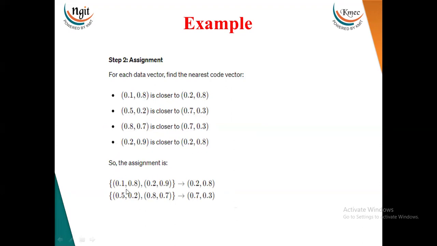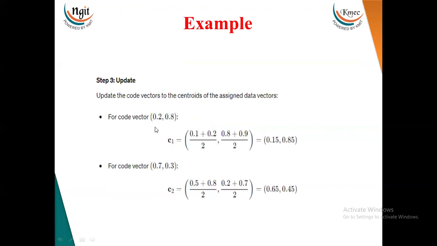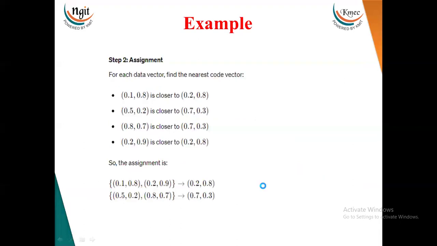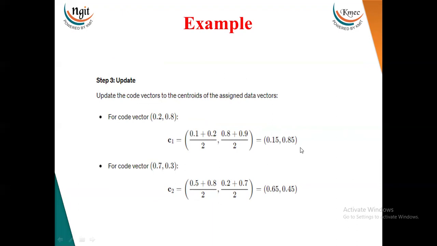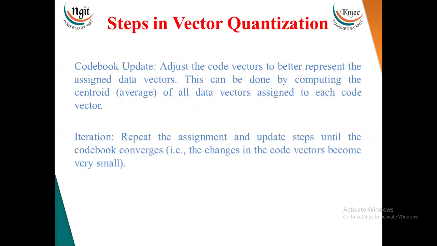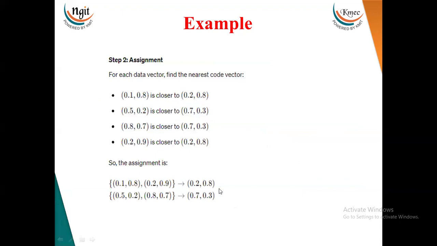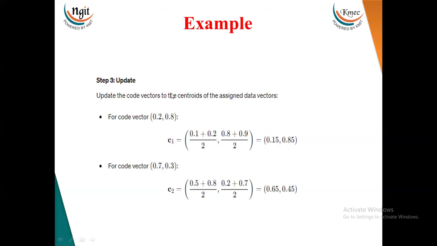Finally, the assignment is that these two vectors are near to this code vector, and these two vectors are near to the other code vector. Finally, I have to update the code vectors. So C1 equals, I'm updating the code vector accordingly: 0.1 plus 0.2 divided by 2, and I'll get the final values C1 and C2. After calculating these code vectors, I can go for the next iteration. If there is no change in these code vector values, I can stop here. This formula is used for centroids. So by calculating the centroids between these two, we get these values. Okay, this is a simple procedure. First, we take an initial codebook and data set, find the nearest code vector, assign to the codebook, and finally update the code vector with the help of the centroids.